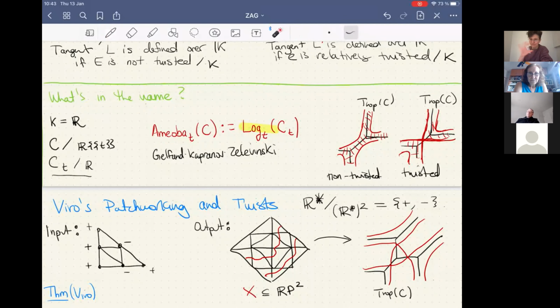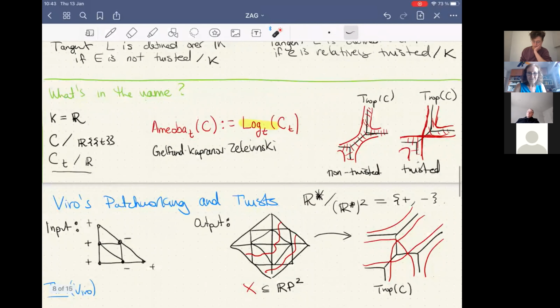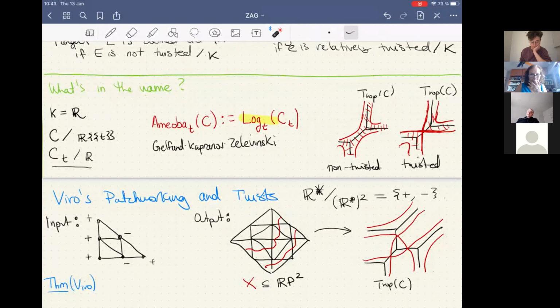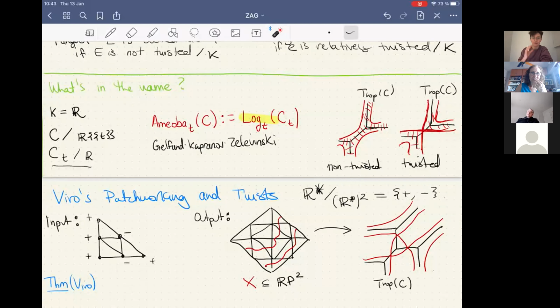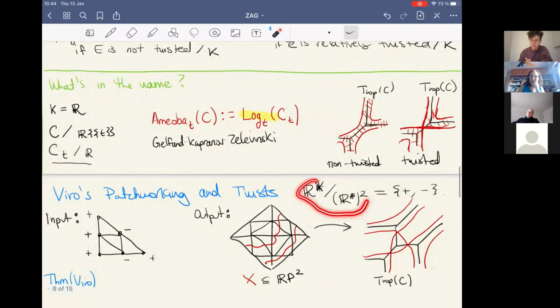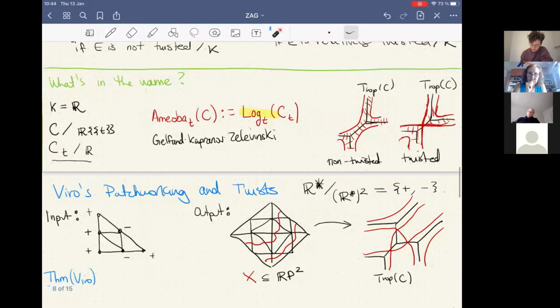So I won't give a full comprehensive introduction to what this method is, but I want to say some speculative things about what I hope this arithmetic twisting does. What Viro's patchworking allows you to do is fix some input. The input is a regular subdivision of a Newton polygon, say this Newton polygon here. This is a regular subdivision. It means that there is some function on the lattice points defining this subdivision, and some sign data. Think the sign data is exactly a class here in the non-zero reals mod non-zero squares. And via the procedure, what it outputs is some curve, possibly piecewise linear, in the real projective plane.